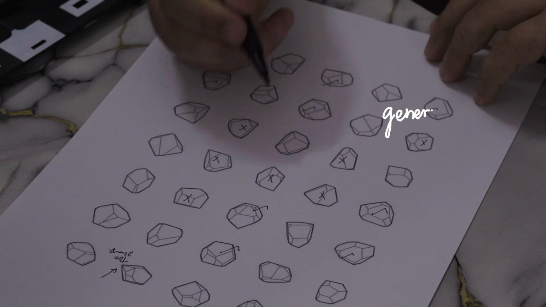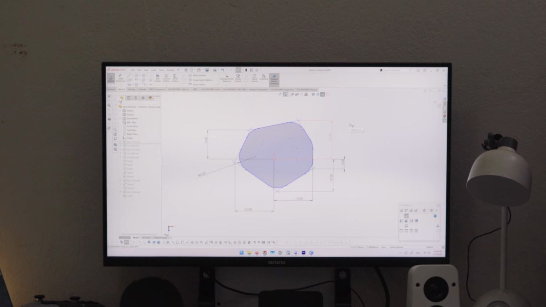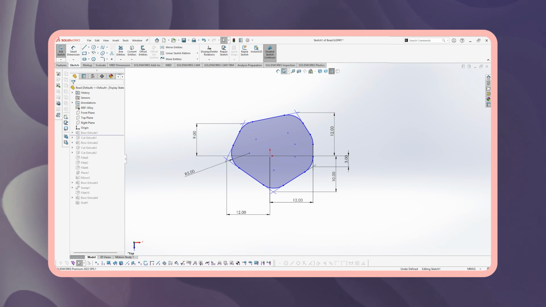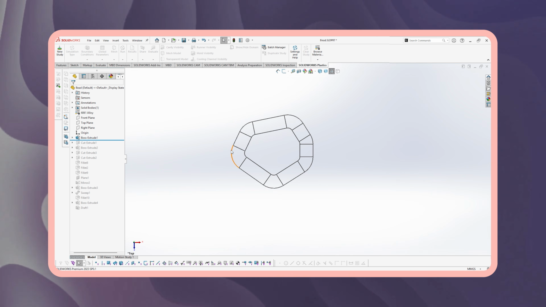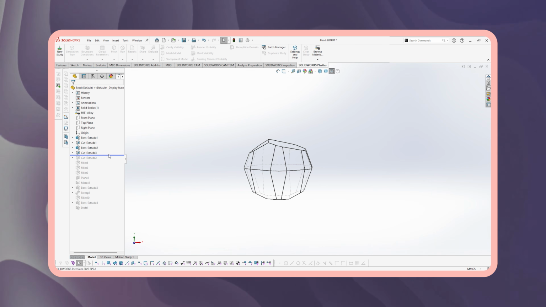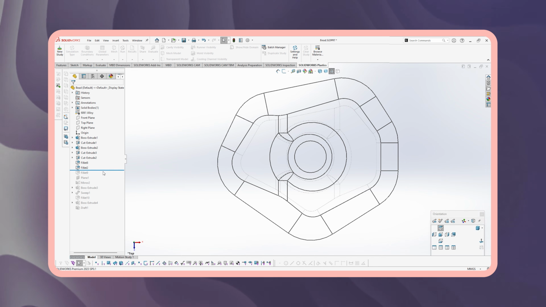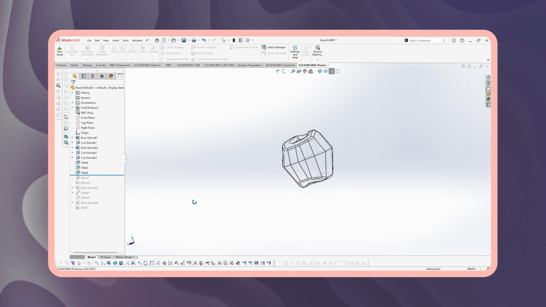Then, I started designing the bead itself. Designing for injection molding is not just about the part. You also have to think about how the part will come out of the mold. That means thinking about the draft angles, wall thickness, clearances, and how the part will be released from the mold.